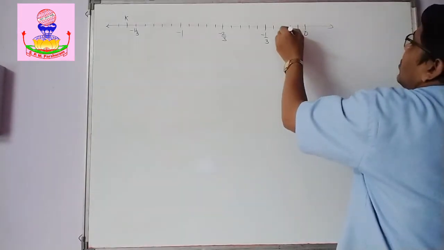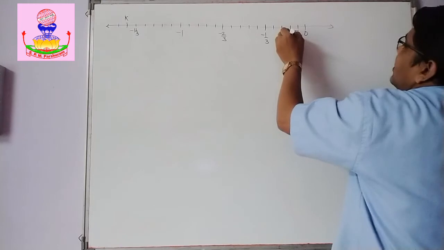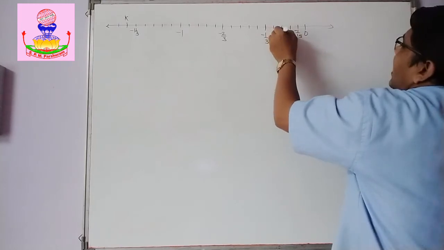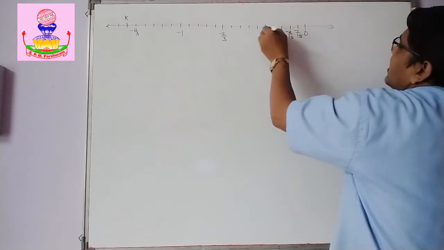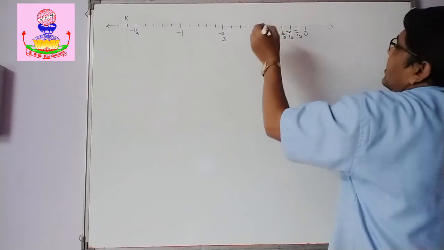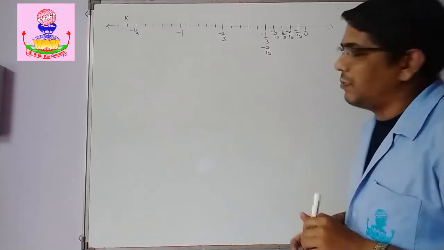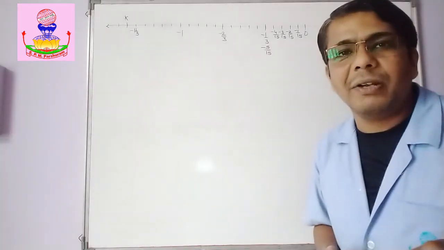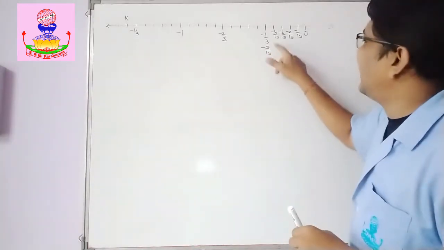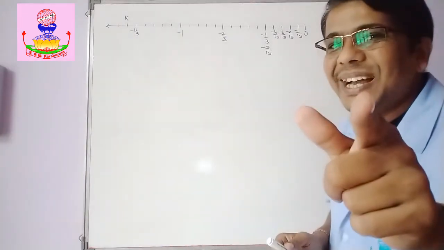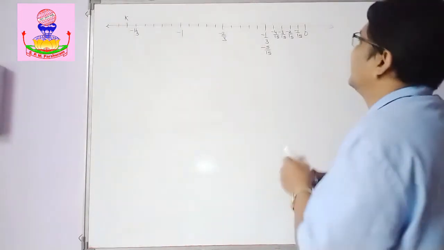So this is 1 upon 15. This is minus 1 upon 15. This is minus 2 upon 15. This is minus 3 upon 15. This is minus 4 upon 15. This is minus 5 upon 15. Now minus 5 upon 15 means 5 1s are 5, 5 3s are 15. That means minus 1 upon 3.